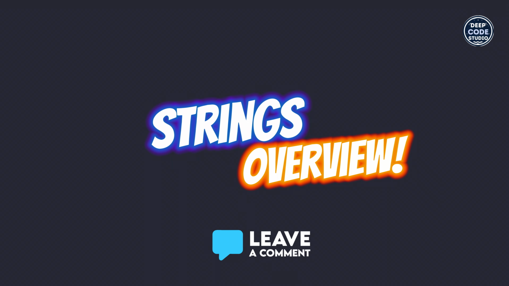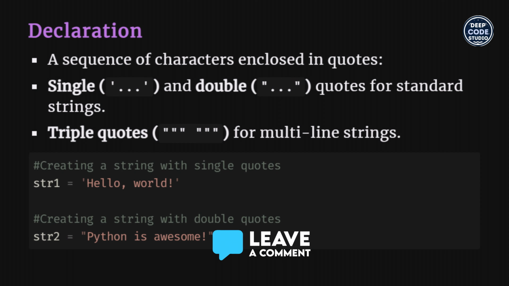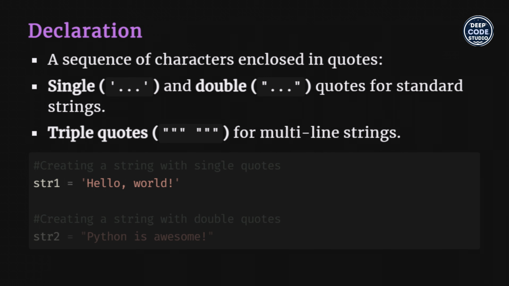A string in Python is simply a sequence of characters. Anything enclosed in quotes is recognized as a string, and you can use either single quotes, double quotes, or triple quotes around the text based on your need. And here are a few examples: str1 using single quotes, and this is str2 using double quotes. This flexibility is particularly useful when you want to include quotes or apostrophes within your string.